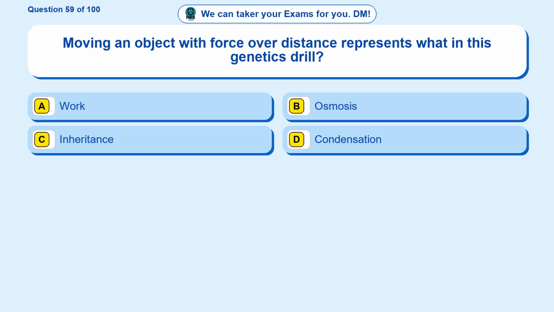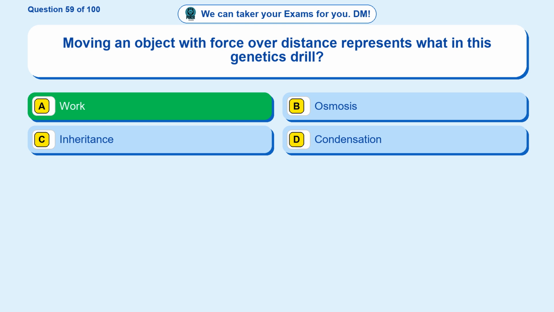Question 59. Moving an object with force over distance represents what in this genetics drill? Option A, work. Option B, osmosis. Option C, inheritance. Option D, condensation. The correct answer is option A.